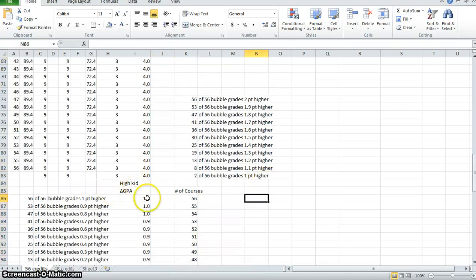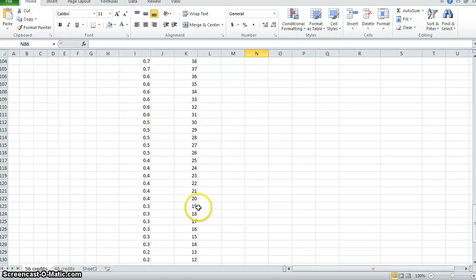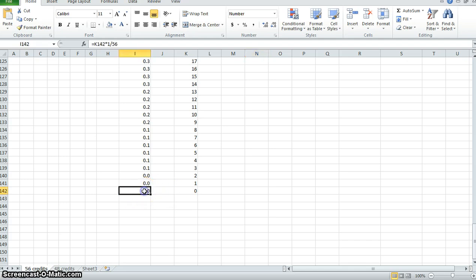Okay, so we have this high level kid, and they're going to take 56 courses. Let's say none of their courses did they ever get a GPA boost. So they were never on that bubble. They would have an increase on their GPA of 0. And the way I did that was, okay, they had 0 courses that they got a boost. They would only get a boost of 1 possible out of 56, and so it's 0.